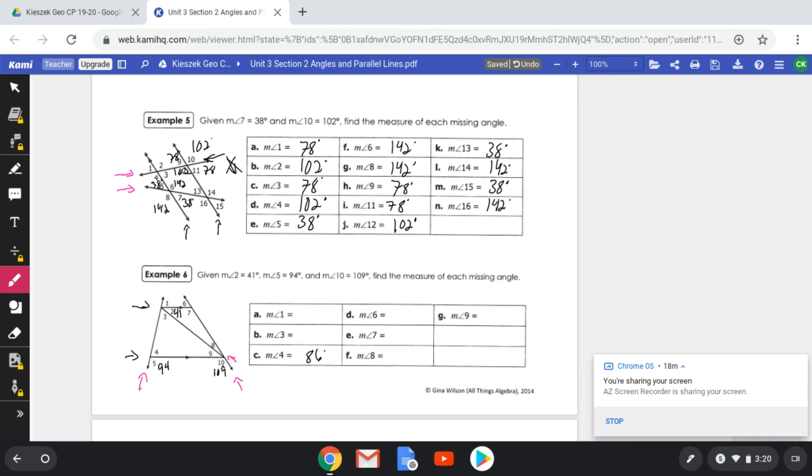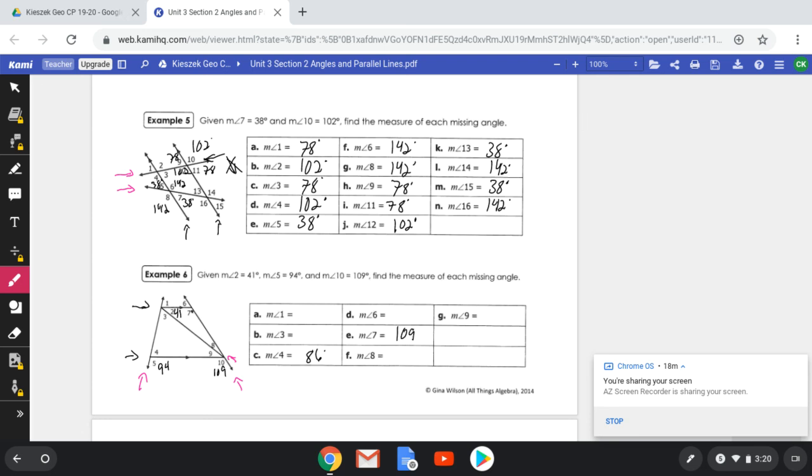Well, unfortunately there's no more linear pairs per se because 10 and 9 and 8 all make up 180. So I can't just divide it by 2. There's nothing that says those two angles are congruent either. So the next thing I want to look at are corresponding angles. Well, that actually helps me because angle 10 and angle 7 are both corresponding, so that would be 109 also.